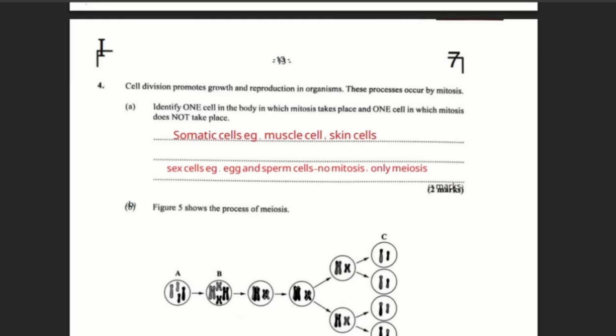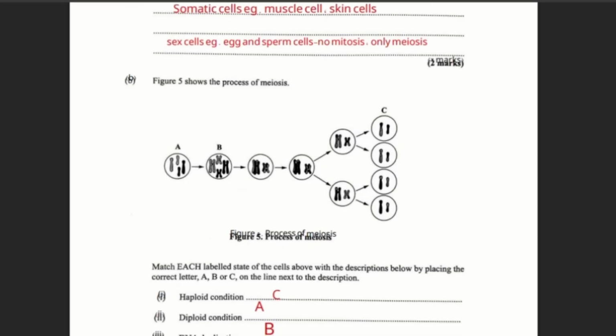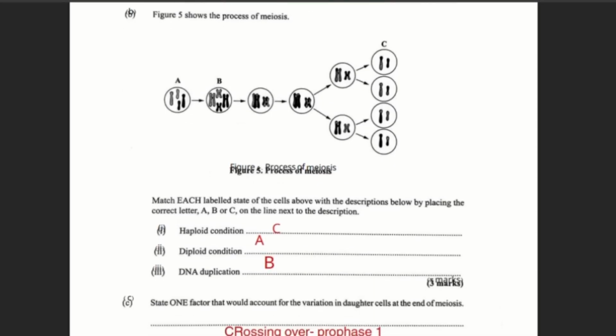Right, so now let us look at the process down here. The process of meiosis, right? We said that at the end of mitosis we end up with two daughter cells. At the end of meiosis we end up with four daughter cells, right? So we start off diploid and end haploid in meiosis. It says match the labeled state of the cells with the description by placing the correct letter A, B, or C on the line.